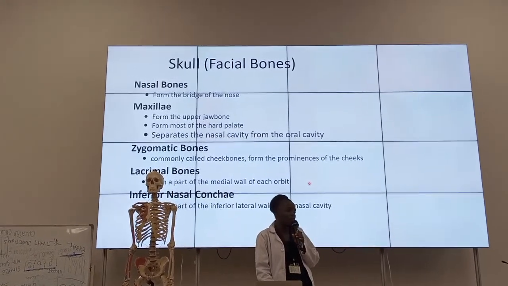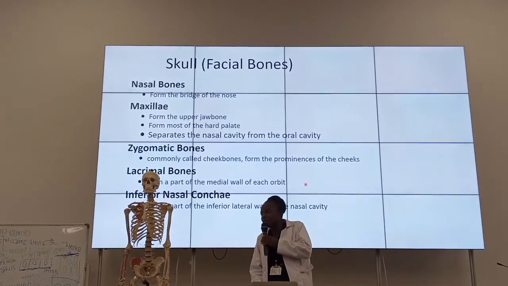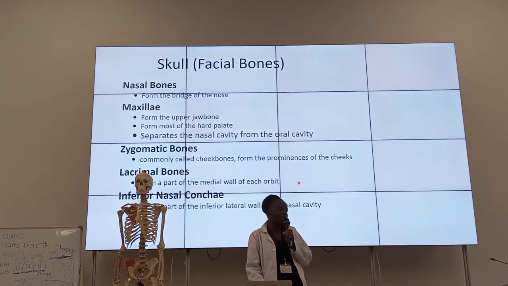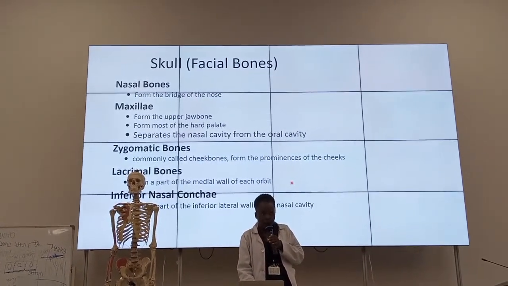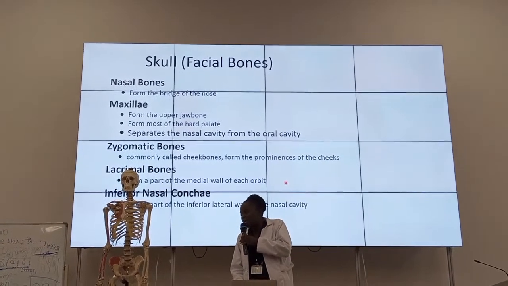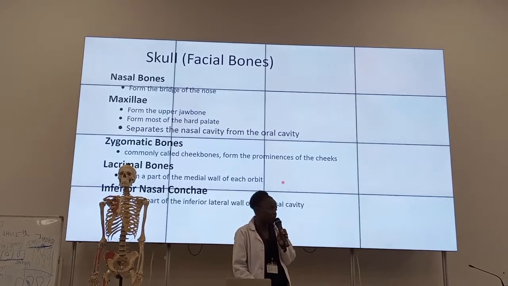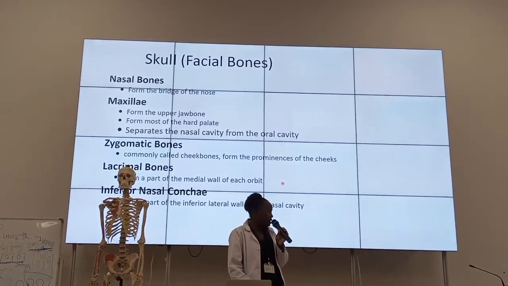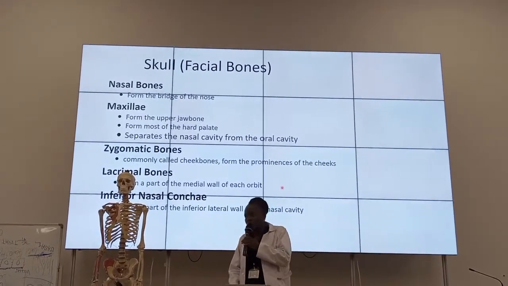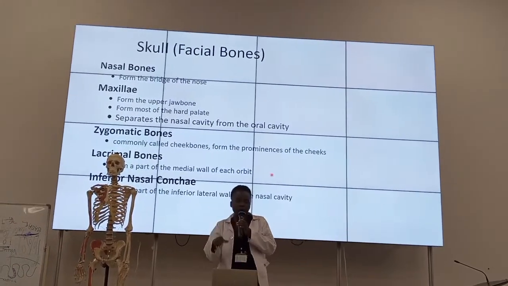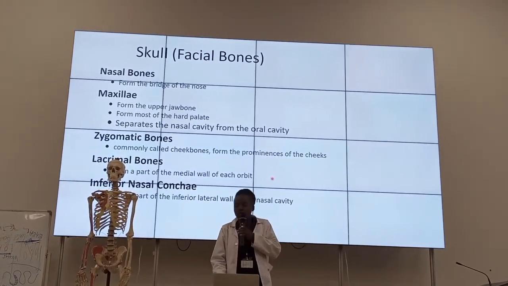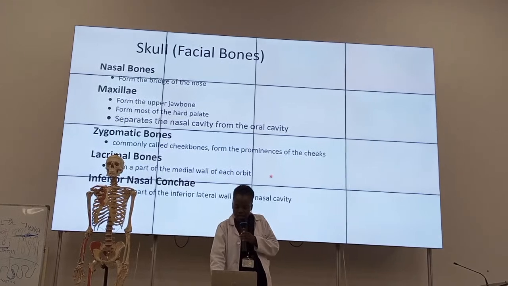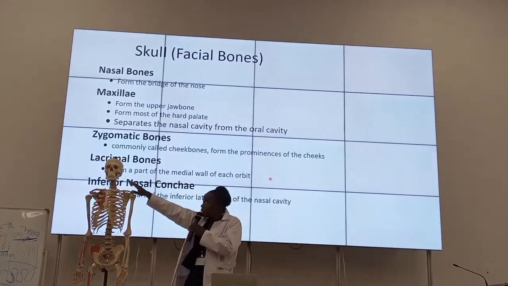All right? So I need you to take note of bones that separate cavities. Last time we talked about the frontal bone, which was separating the cranial cavity from the orbit. And then we mentioned that the ethmoid bone separates the cranial cavity from the nasal cavity. And now we are saying that the maxilla is one of the contributing bones in the separation of the oral cavity from the nasal cavity. So that is the maxilla, which is this bone we are seeing here.